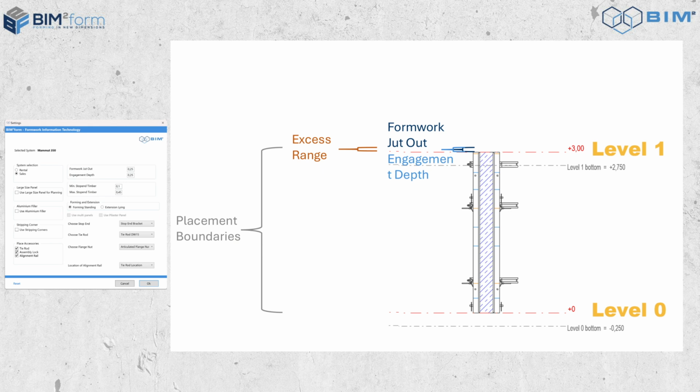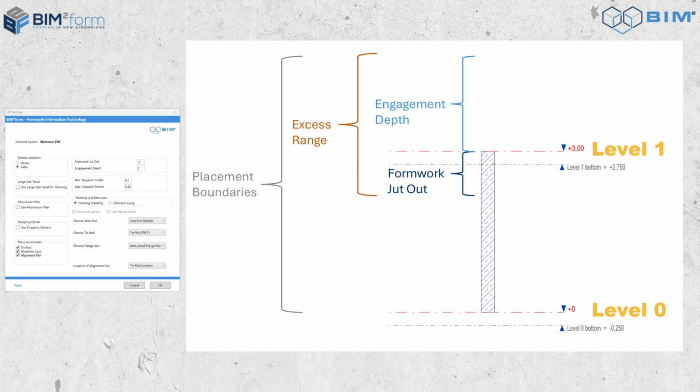or negative values. What happens when formwork jutout is set to a negative value? For example, -1 meter. This means the formwork starts below the top edge of the wall. Combine this with an engagement depth of 2 meters, and you're defining a range that spans from 1 meter below the top edge to 2 meters maximum value.